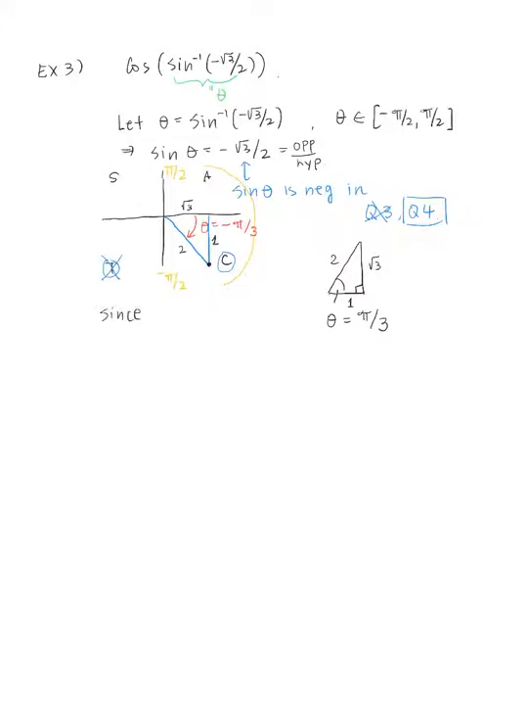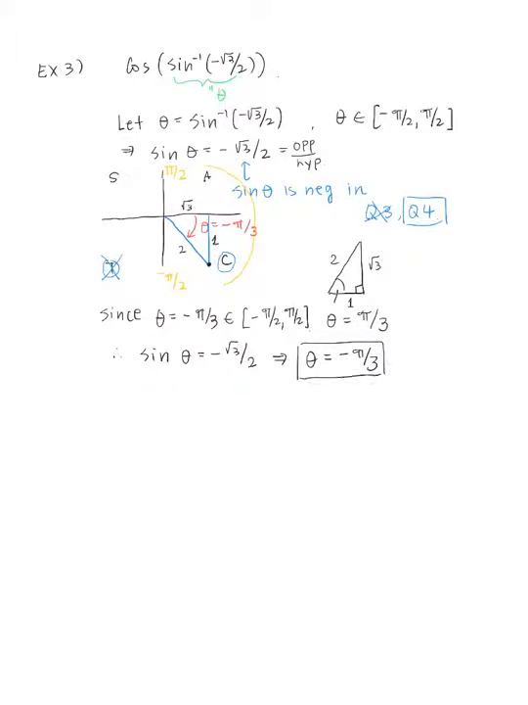Let's check to make sure the negative pi over 3 is between negative pi over 2 to pi over 2. And yes, it is. So I'm going to write, since theta equals negative pi over 3 is inside of negative pi over 2 to pi over 2, we're good to go. So, therefore, sine of theta equals negative square root of 3 over 2 means that theta is negative pi over 3. Okay, so keep that in mind.